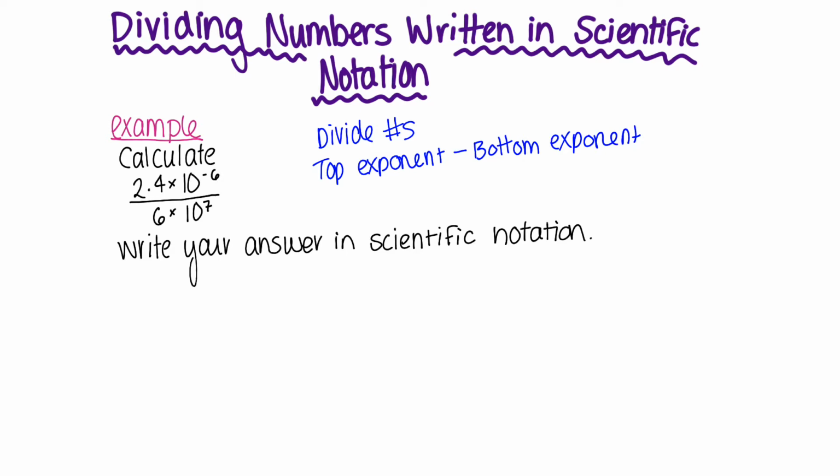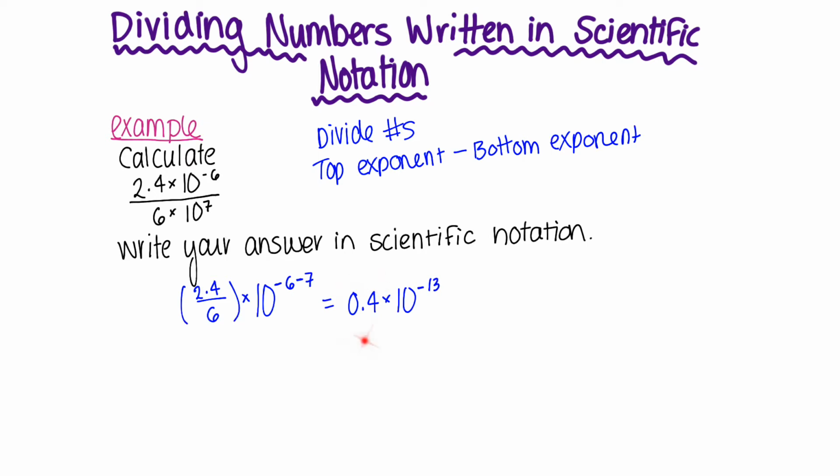So for 2.4 times 10 to the negative 6 over 6 times 10 to the 7, out front I would have 2.4 divided by 6. Then top exponent is negative 6 minus the bottom exponent is 7. So on my calculator, I'm doing 2.4 divided by 6, and it gives me 0.4. Negative 6 minus 7 is negative 13.